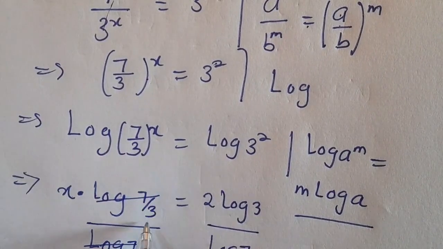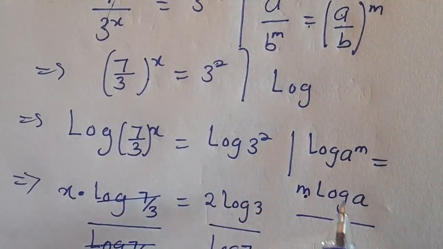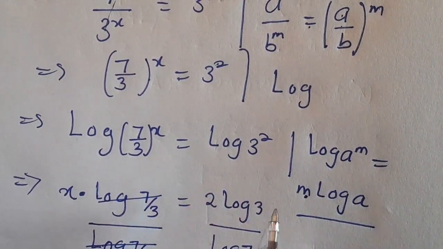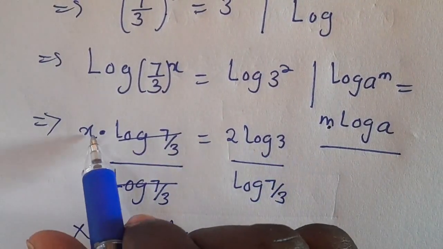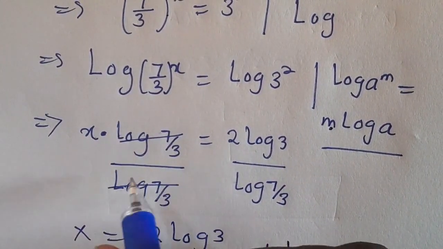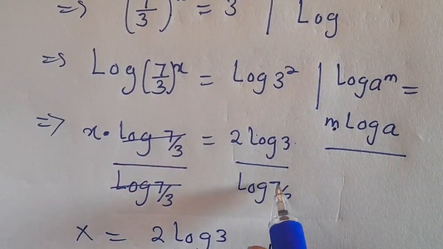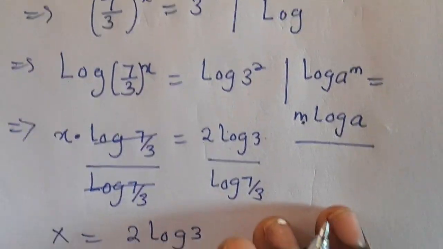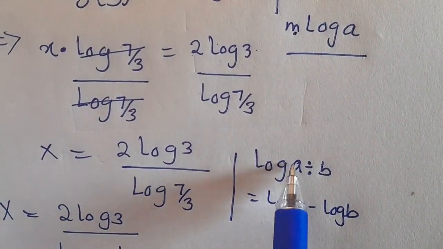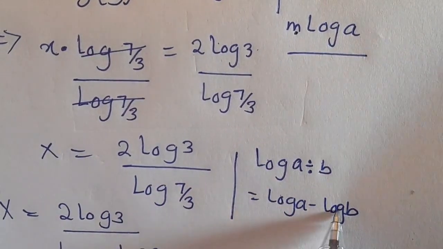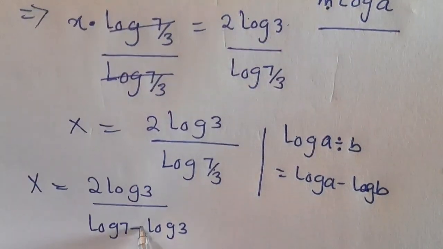This one comes here. We have this, and we apply the theorem of logarithm or the rules. This one gives us this. And after that, we have 2 log 3, and we have x log of 7 divided by 3. We divide through by this in order to get the value of x. That's why we have 2 log 3 divided by log 7 over 3. But in logarithm, division normally changes to minus. When you have log of a divided by b equals log a minus log b. And we have this to be equals this.